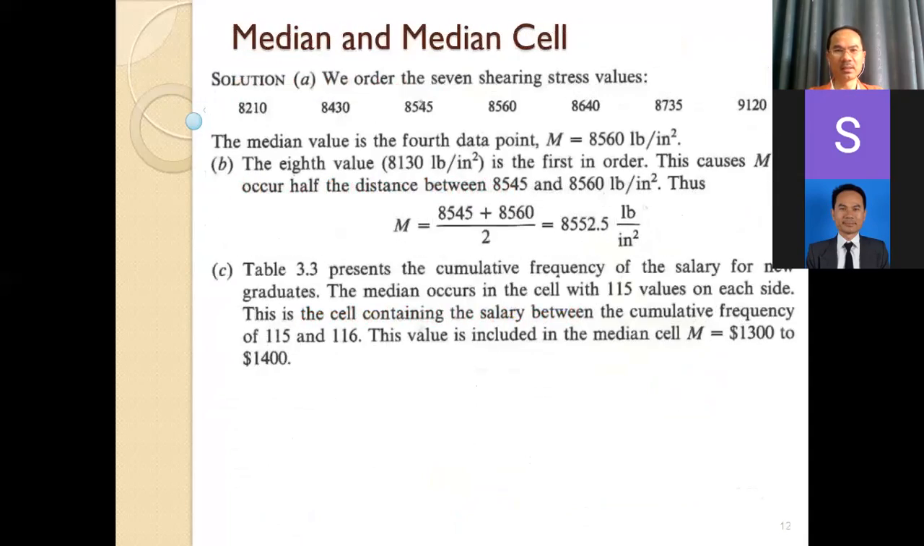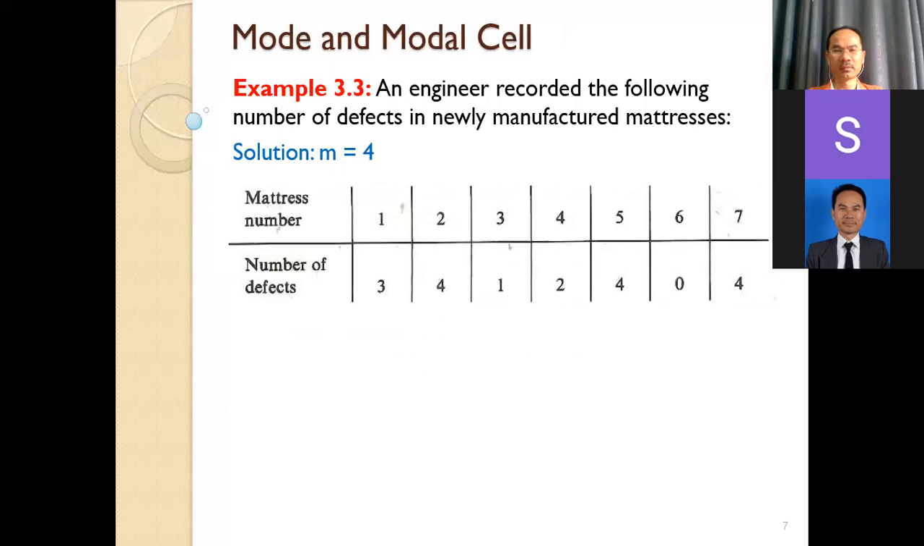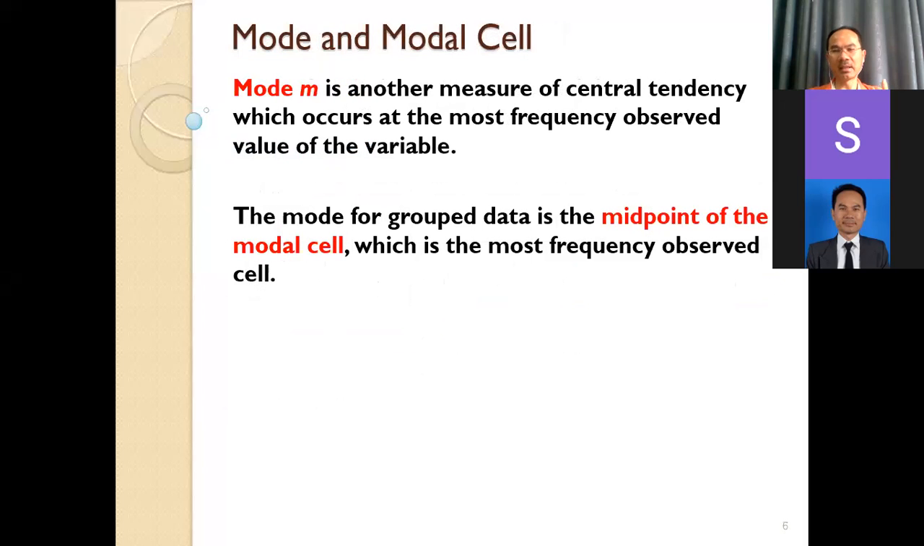Okay, mode, what is the mode? Mode is represented by the symbol M. It's the most frequently observed value of the variable. The mode means the value with the highest frequency that we found in your data.